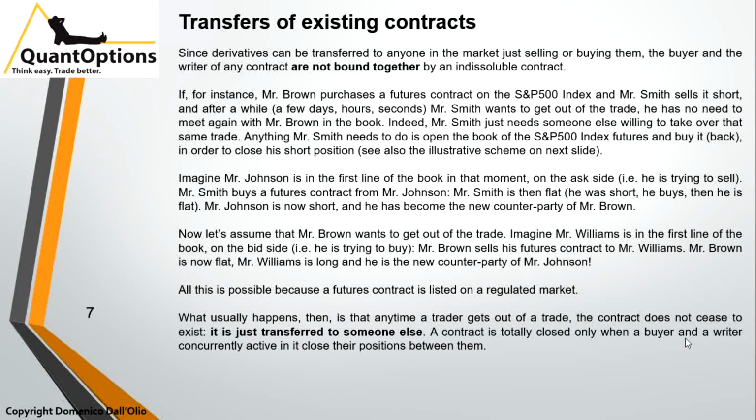All of this is possible because a futures contract is listed on a regulated market. So you have a book, and all you need to do is open the book and click on the proper side of it. What usually happens is that any time a trader gets out of a trade, the contract does not cease to exist. It is just transferred to someone else. A contract is totally closed only when a buyer and a writer concurrently active in it close their positions between them, at the same time, of course.